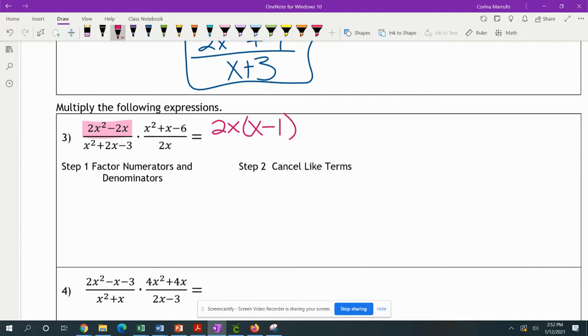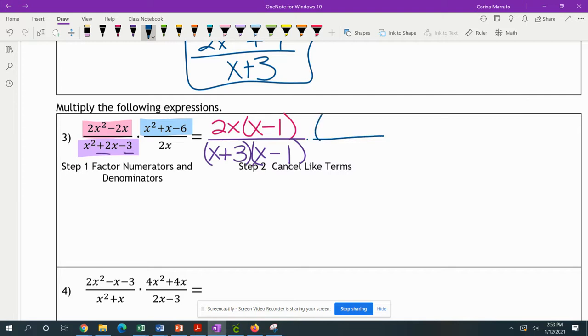Okay. On the bottom, I'm going to go ahead and factor the x squared plus 2x minus 3. This is a quadratic function. Remember, with your quadratic functions, you make your double sets of parentheses. X times x gives you x squared, and we're looking for what two numbers multiply to give us negative 3, but add up to a positive 2. Well, 3 times 1 gives me 3, and I need to add up to a positive 2, so plus 3 and negative 1. Okay, then we're going to go ahead and factor the next one. We have x squared plus x minus 6.